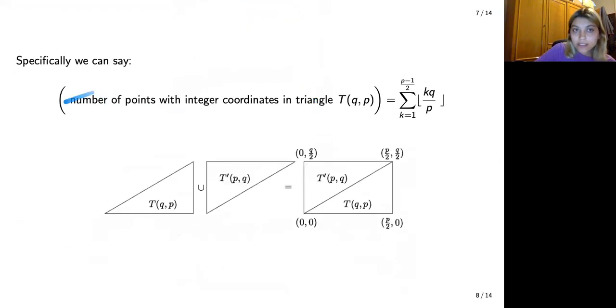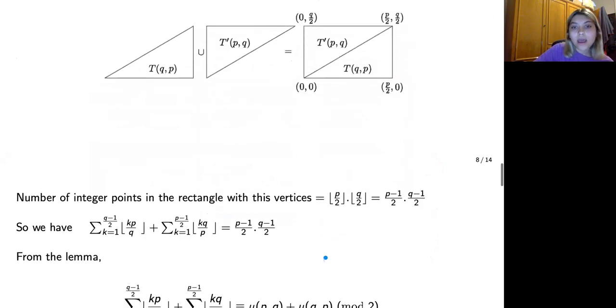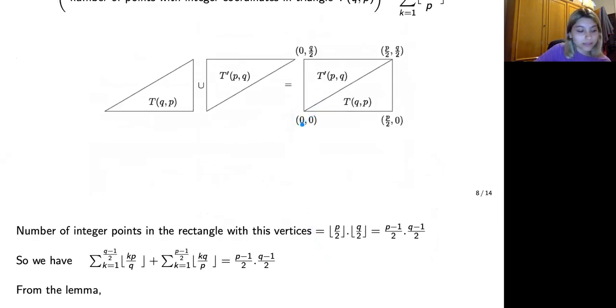Specifically, we can say that the number of points with integer coordinates in the triangle T is going to be the summation. After this, we create another triangle T prime, which is the same triangle but symmetric to the other. When we put those triangles together, our geometric image is going to look like this. And this is a rectangle, of course.